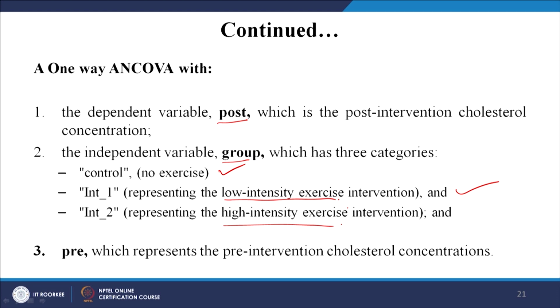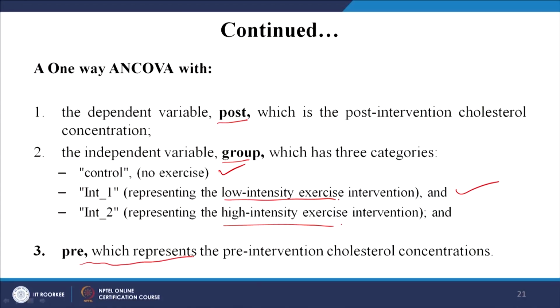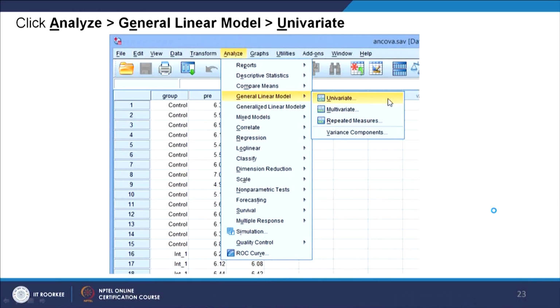So, let us say there are 30 people: 10 people are asked not to do any exercise, another 10 are given a mild exercise, and another 10 are given heavy intensity exercise, right. And pre represents the pre-intervention cholesterol concentration, that means before the exercise program, what was the cholesterol level of all these 3 groups of people, right. So, how to conduct this one way ANCOVA in SPSS? Simple: you go to Analyze, and under Analyze there is General Linear Model.